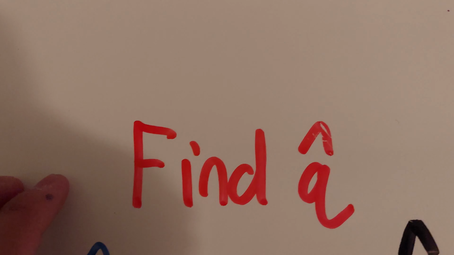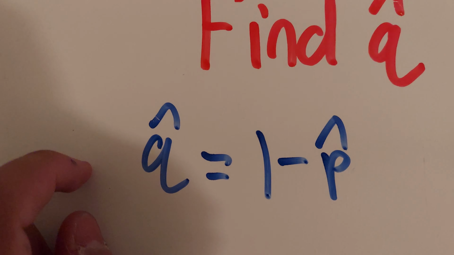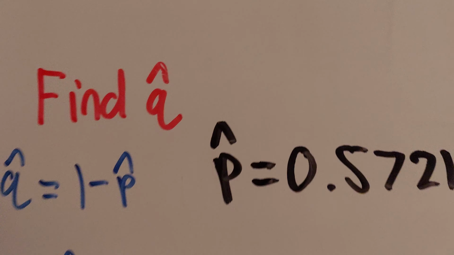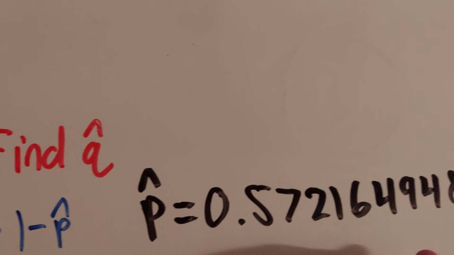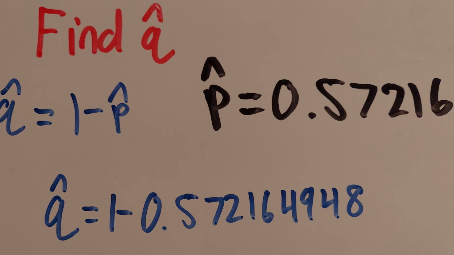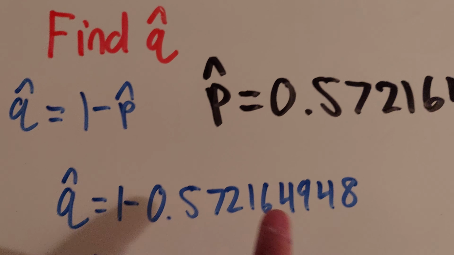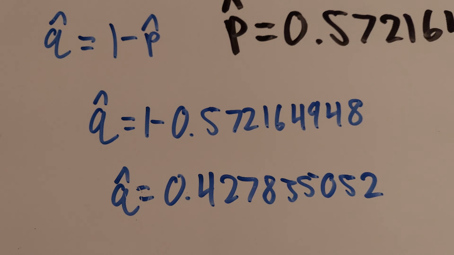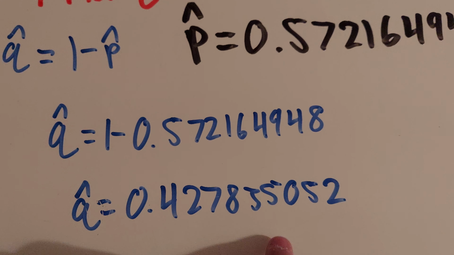Alright, let's find q. Now to find q, we're going to use this formula. Q is equal to 1 minus p. As we know that p is equal to this very long number, so we're going to plug this very long number in for p. And it's going to look something like this. Q equals 1 minus this very long number. And then if we do that, it's going to be q equals 0.427835052.